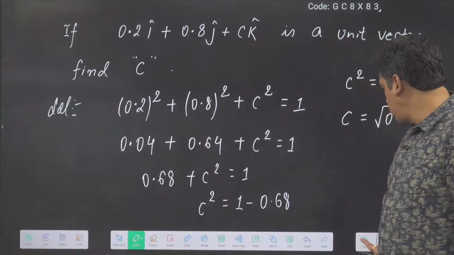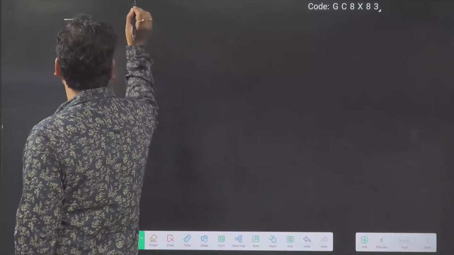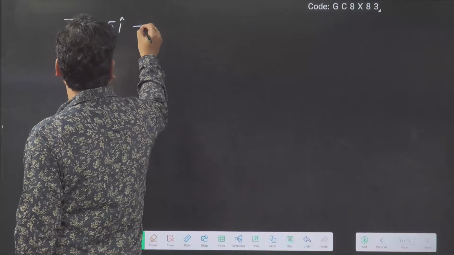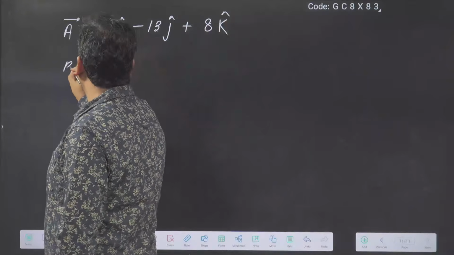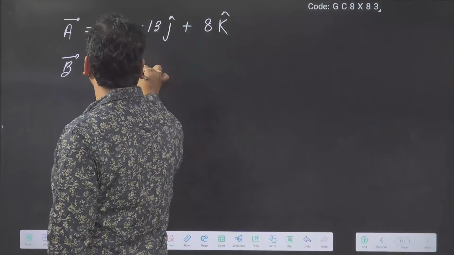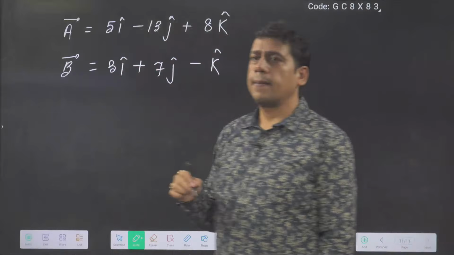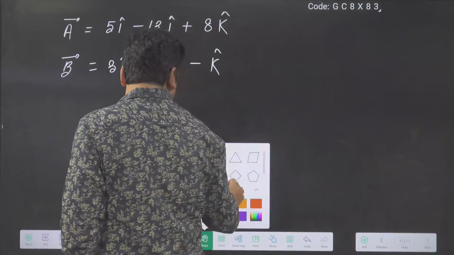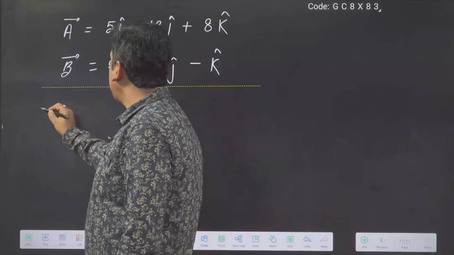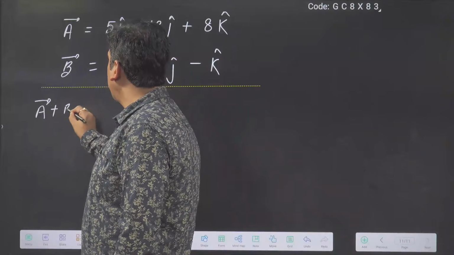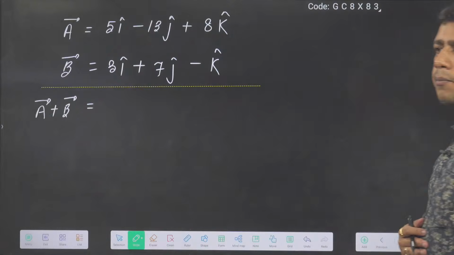Now tell me one more thing. If I say this is a vector, let's say 5 i cap minus 13 j cap plus 8 k cap. This one is b vector, 3 i cap plus 7 j cap minus k cap. These things I should have told you in the next class, but these are basic things, so I think you can do it. If I ask you a vector plus b vector, can you add them?